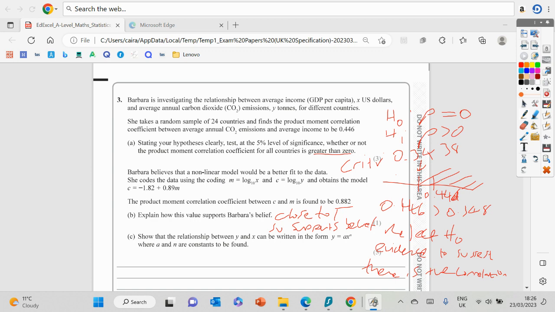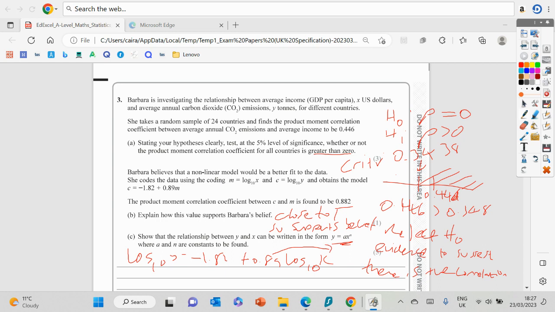Part C, show that the relationship between y and x can be written in the form y equals x to the power of n. Now, for this bit, I like to follow the way the textbook does it. So we've got log base 10 of y being equal to minus 1.82 plus 0.89 log 10 of x. People like going from this formula here to this one. Up to you. You can go from exponential to logarithmic, or you can go from logarithmic back into this form. That's the form I quite like anyway.